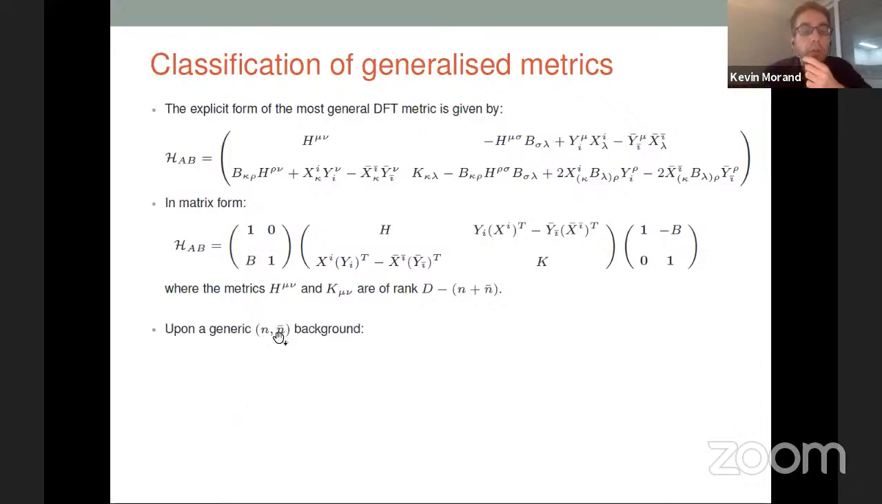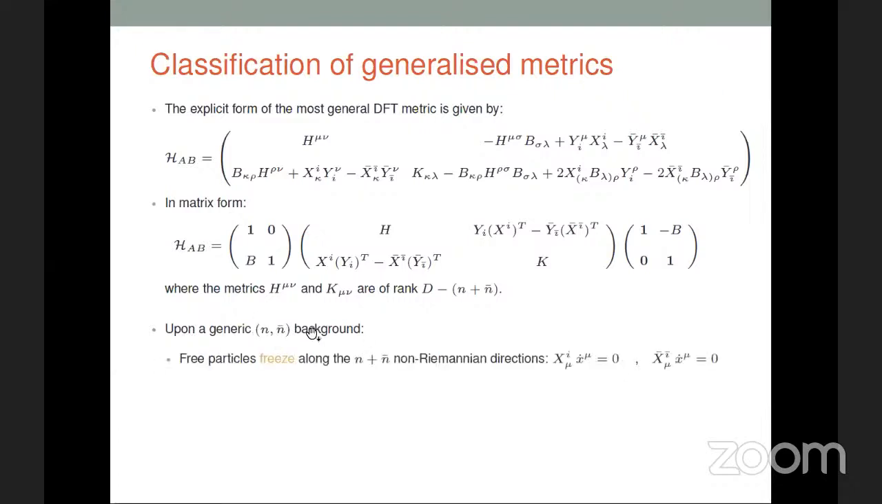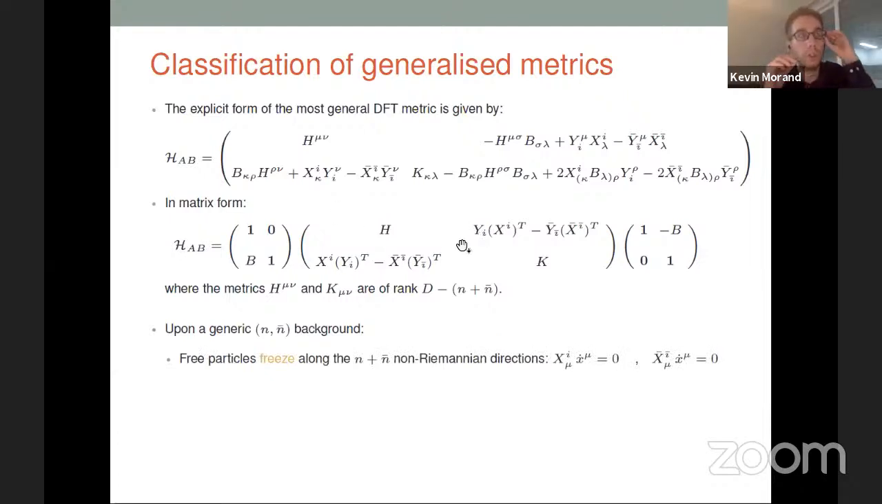One additional feature of this non-Riemannian geometry is the fact that upon a generic (n, n bar) background, we have a kind of freezing phenomenon. If we plug this ansatz into the geodesic equation for particles and strings in DFT, which are written in terms of the generalized metric, then we see that free particles will freeze along these non-Riemannian directions.